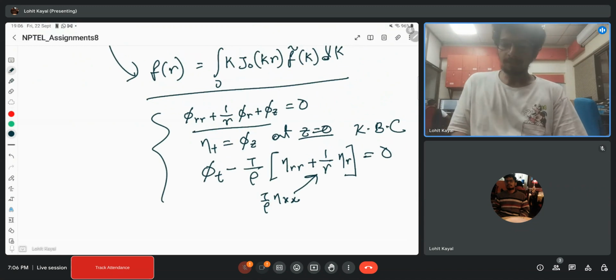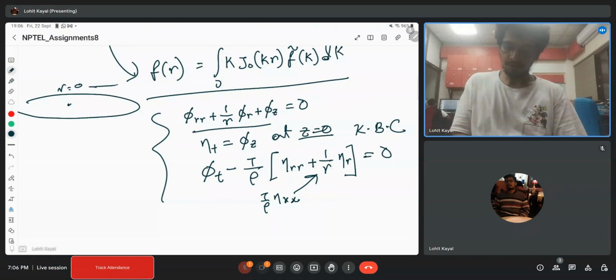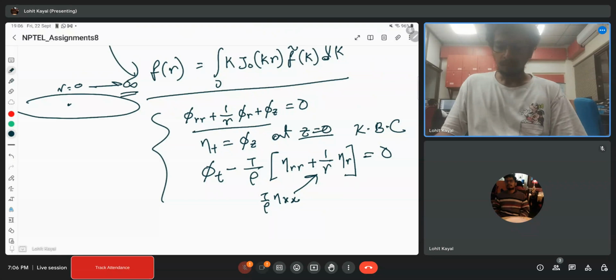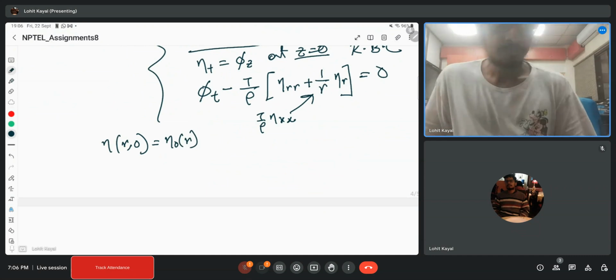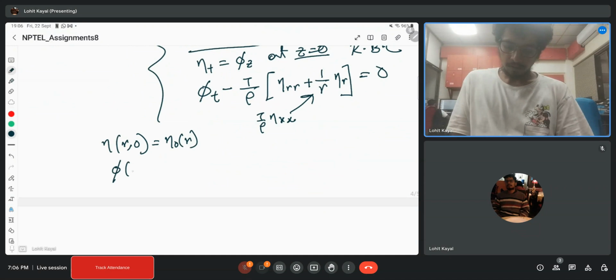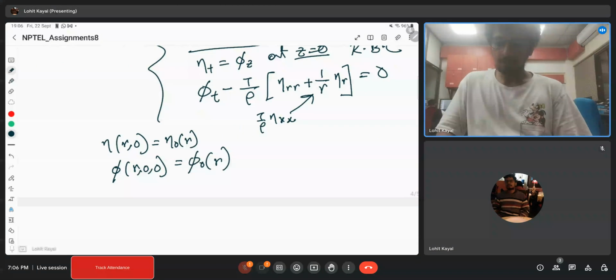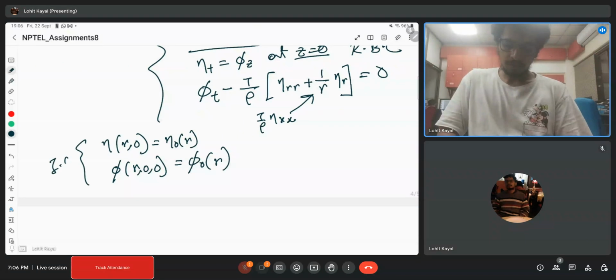We are assuming that it is horizontally unbounded. That radius r starts from zero and tends to infinity. Now initially I am considering this condition: eta(r,0) equal to eta 0 of r and phi(r,0) equal to some phi naught of r. This is my initial condition.